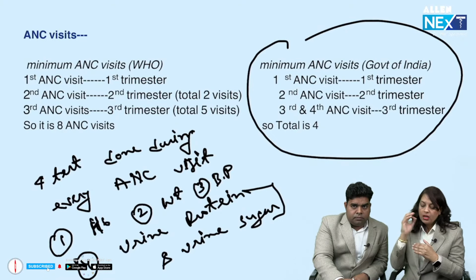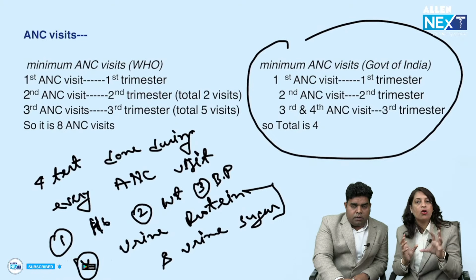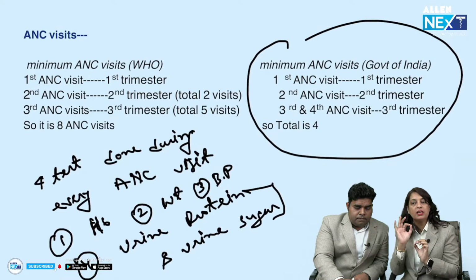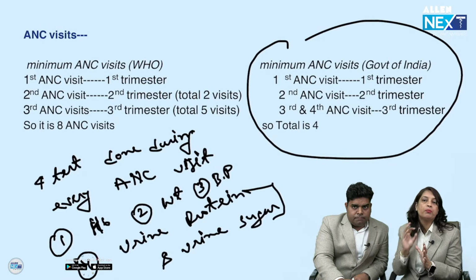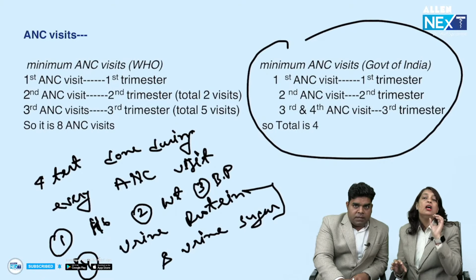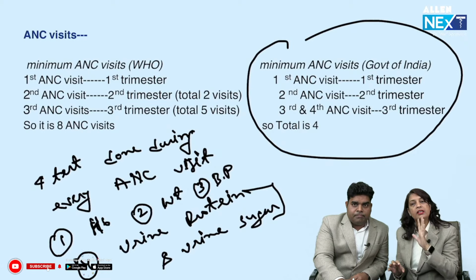Number two, why is weight important? Because it is very, very important in primary gravida. The incidence of PIH, pregnancy-induced hypertension, is very, very common in primary. 10% of the females come out to be pregnancy-induced hypertension or preeclampsia or gestational hypertension. And in multigravida, it is 5%.